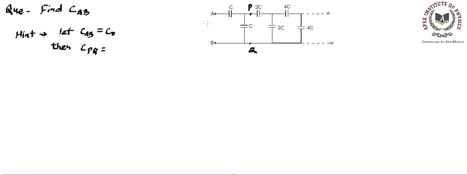Now just to hint you, across AB it started with C, then the answer came out C naught. Across PQ it starts from 2C. Then can we think of what the answer is going to be? It's going to be twice of C naught. So if across AB it is C naught, then across PQ you are going to get twice C naught. With this hint or starting point, you can go ahead and replace it by this finite circuit, solve, and you will be able to get your answer.